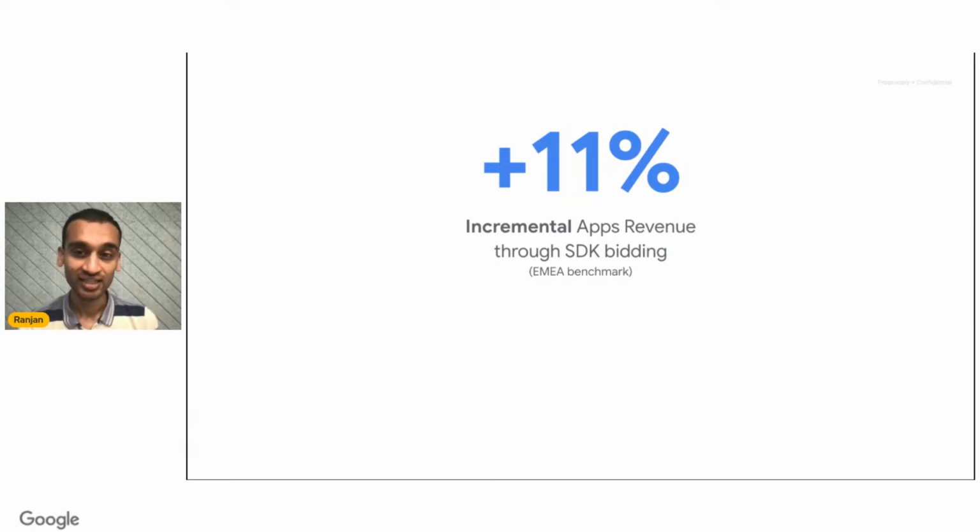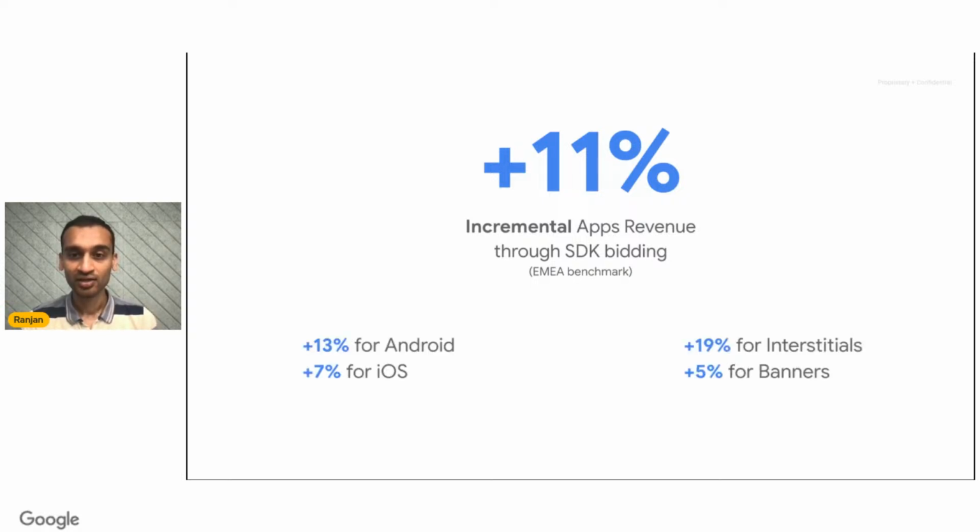SDK bidding can lead to a significant increase in ad revenue. In fact, we have seen an average increase of 11% in EMEA alone. Also, we have seen significant uplifts for Android devices and the interstitial format. Note that the results can vary for every publisher depending on their industry, Ad Manager setup, auction dynamics, and there can be a lot of factors that can influence a revenue uplift. So it's always recommended to test out the product setup that works the best for your business needs.